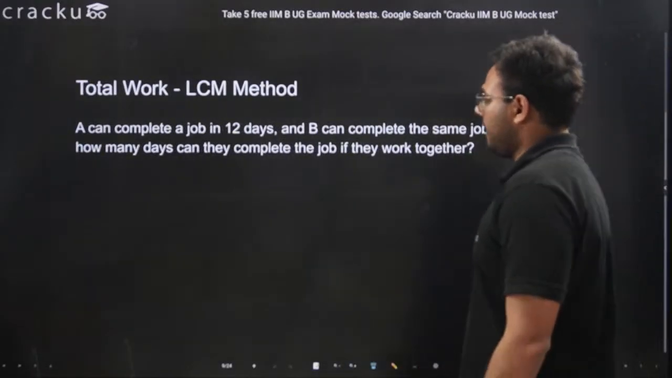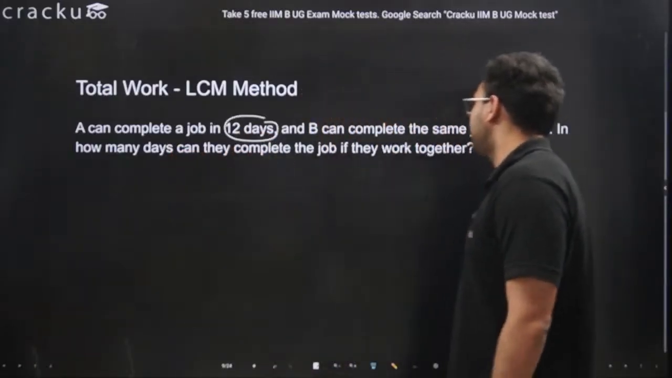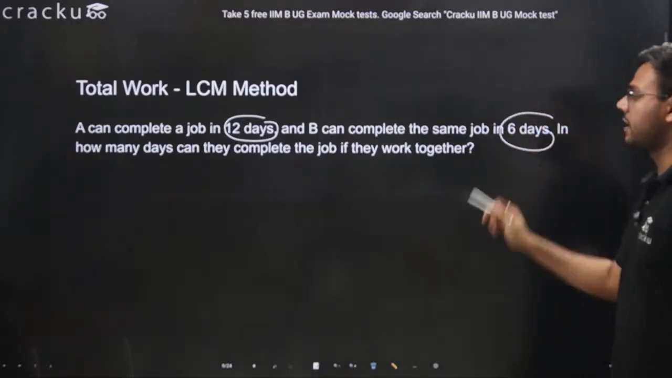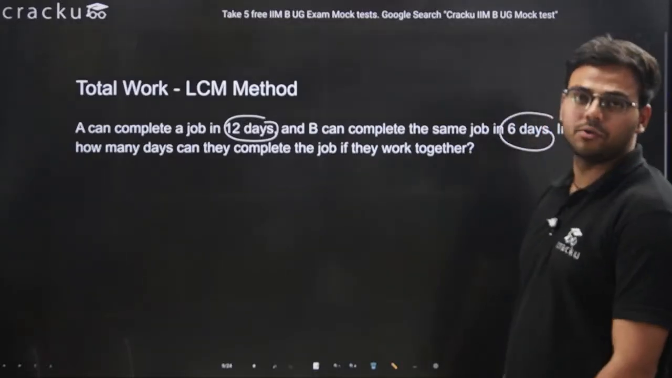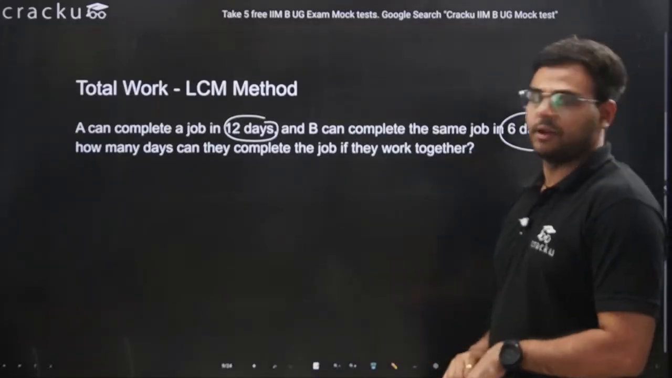So for the LCM method, again the same question: A can complete the job in 12 days and B can complete the same job in 6 days. In how many days can they complete the job if they work together? I have taken a similar question because we can compare the answers as well.